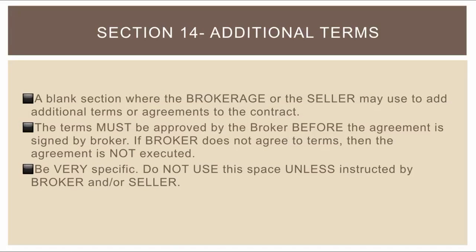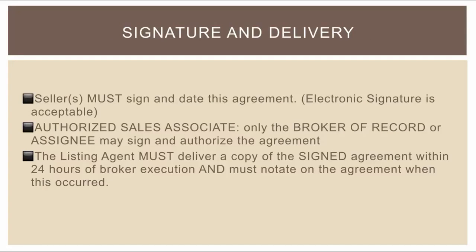The last section is additional terms. This is a blank section where the brokerage or the seller may add additional terms or agreements to the contract. The terms must be approved by the broker before the agreement is signed by the broker. If the broker does not agree to these terms, then the agreement is not executed. You need to be very specific if you use this section. Do not use this space unless instructed by the broker and or the seller. Again, the broker must agree to the terms.